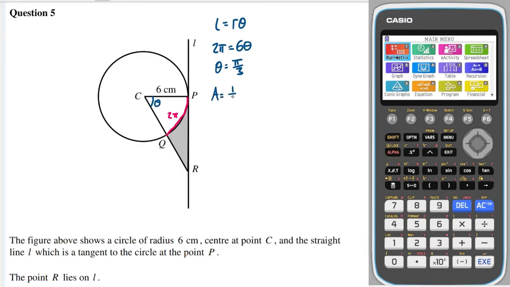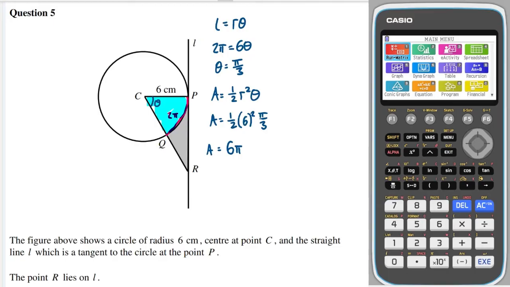The area formula for a sector is half r squared theta. So in this case, this is a half times 6 squared times theta, which is pi over 3. This gives us 36 divided by 2 is 18, divided by 3 is 6. So this just gives us 6 pi is the area. Okay, so this is the area of the sector, 6 pi.